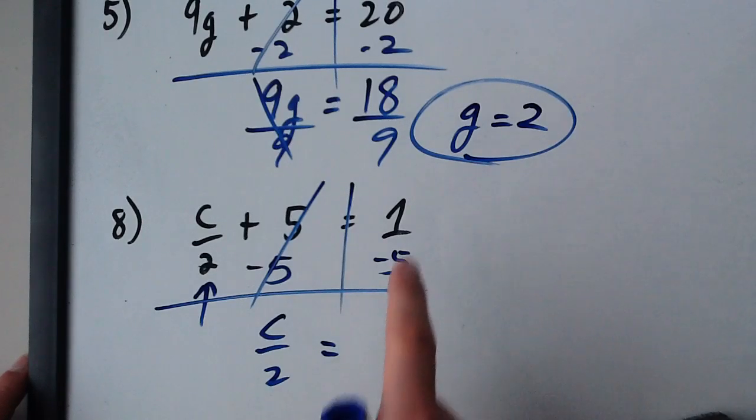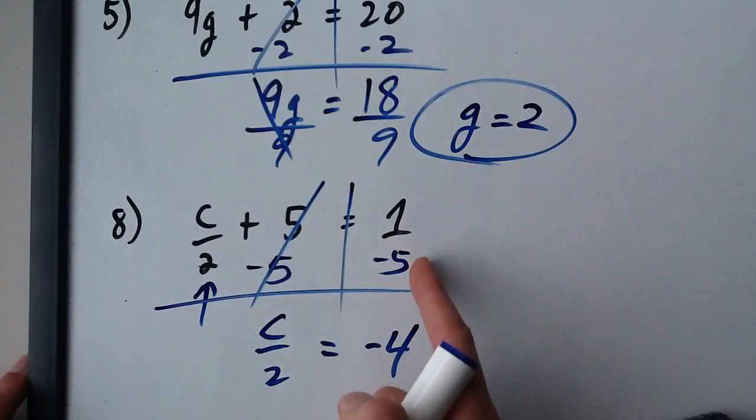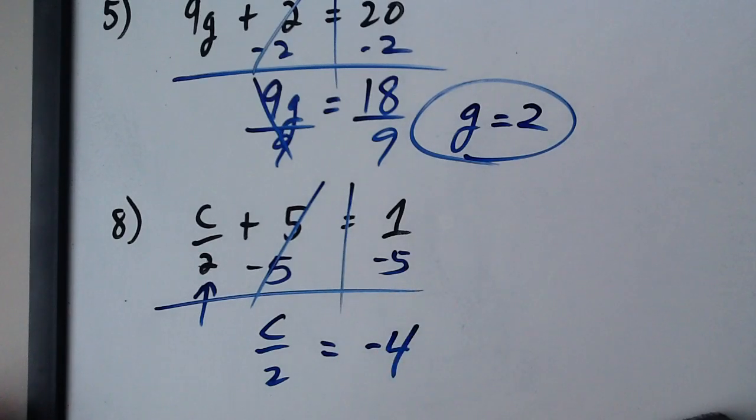On the right side, you have 1 minus 5. That will give you negative 4, right? Because these have different signs, so you're going to subtract them. 5 minus 1 is 4. You take the sign of the big guy, which is negative, so your 1 minus 5 is negative 4.